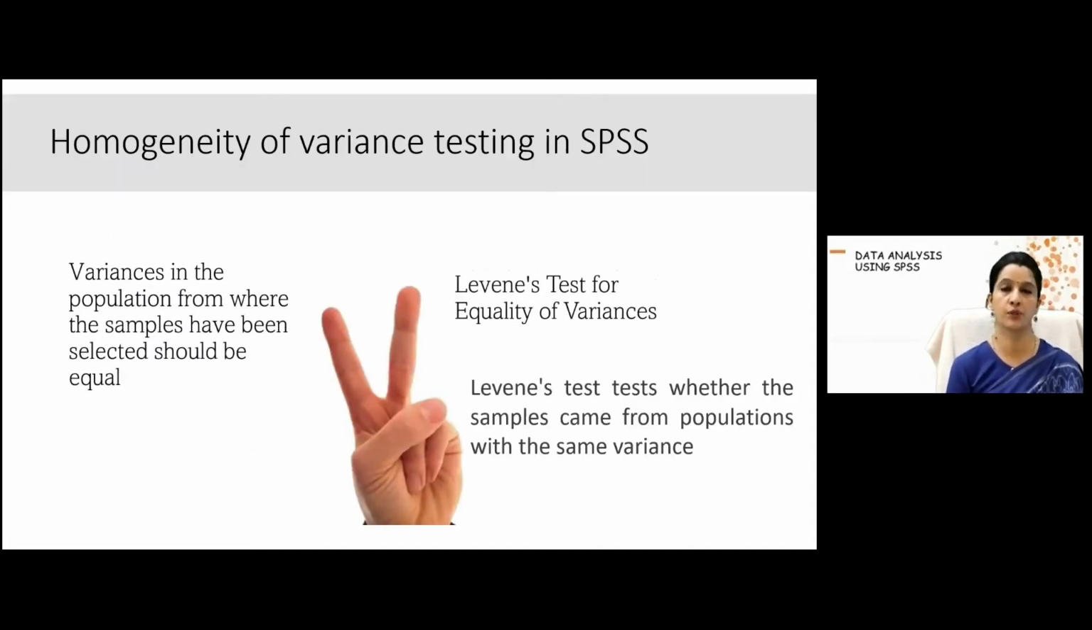Now again, the homogeneity of variance testing in SPSS, we test the variances of the population from where we have withdrawn the sample. So Levene's test for equality of variance tests whether the sample came from the population with the same variance or not, meaning they are representative of the population. Only then can we extrapolate our result over the population, if that homogeneity of variance is met.